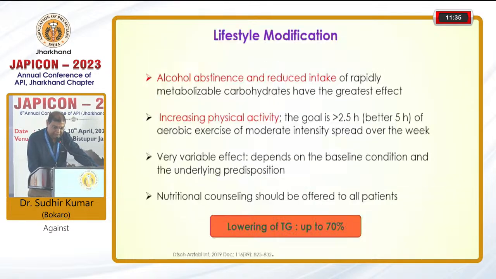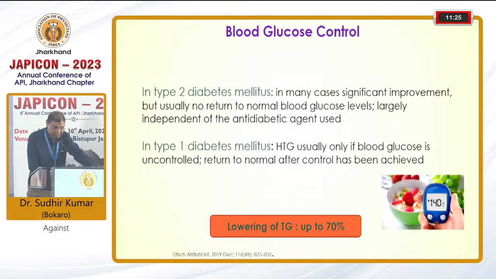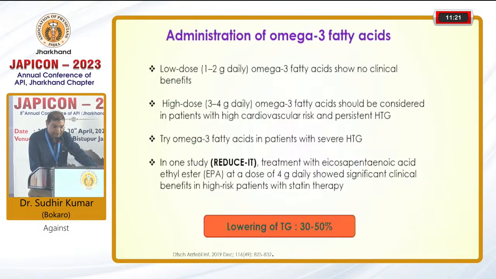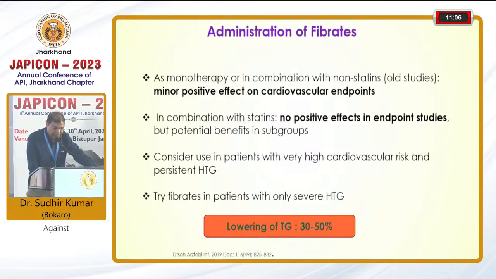So lifestyle modification lowering up to 70% is there, in which alcohol abstinence and increasing physical activity are the most important. Weight loss 70%, I already told, and blood glucose control up to 70%. Omega-3 fatty acids lowering up to 30 to 50%. Administration of MCFA has a role, but it is variable.